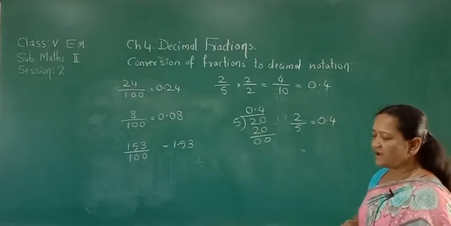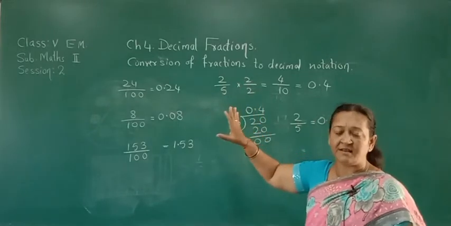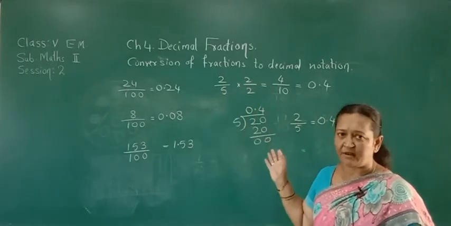Let me repeat here. 2 by 5 is a fraction where the denominator is not equal to 10 or a multiple of 10.